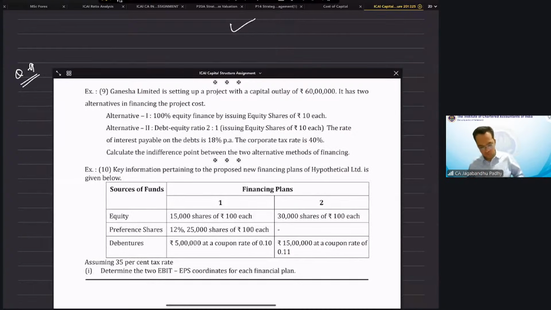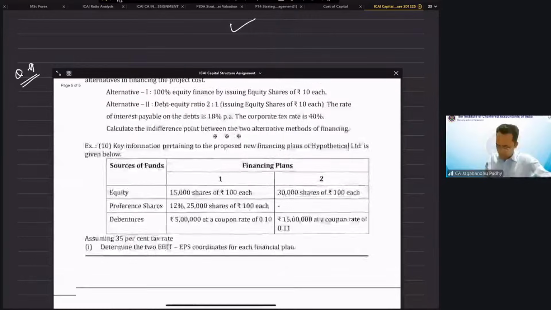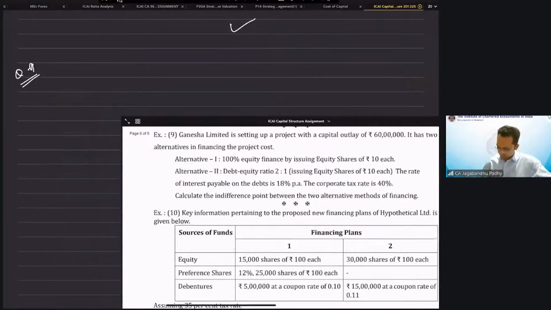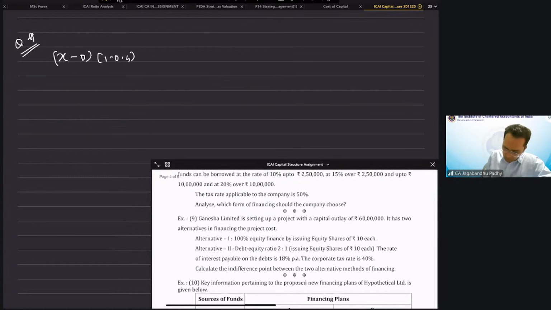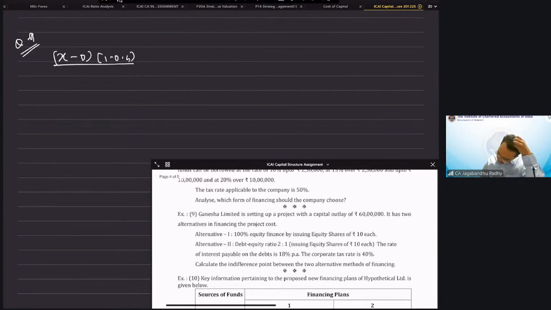Okay, so there are two alternatives: 100% equity finance. So we have to calculate the indifference point. So for first plan, we have EBIT. There's no interest, and the tax rate is 40%. So 1 minus 0.4 upon the number of shares. Capital outlay is 60 lakhs, so number of shares will be 6 lakh.